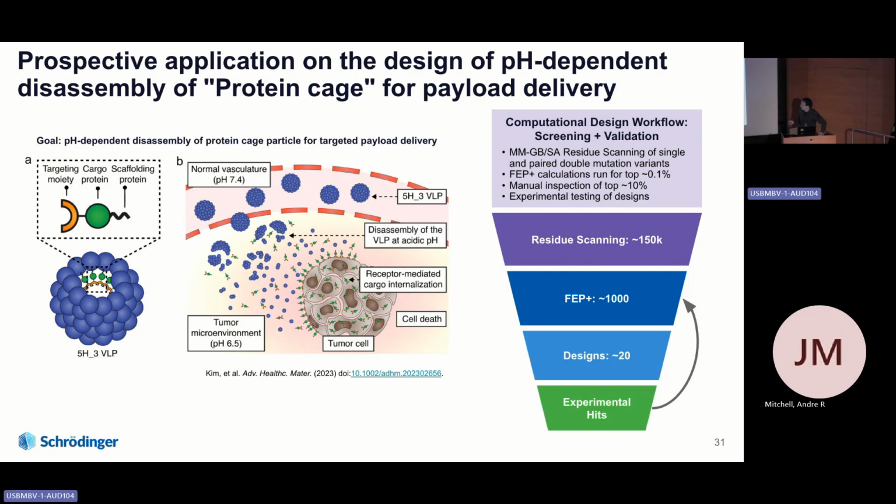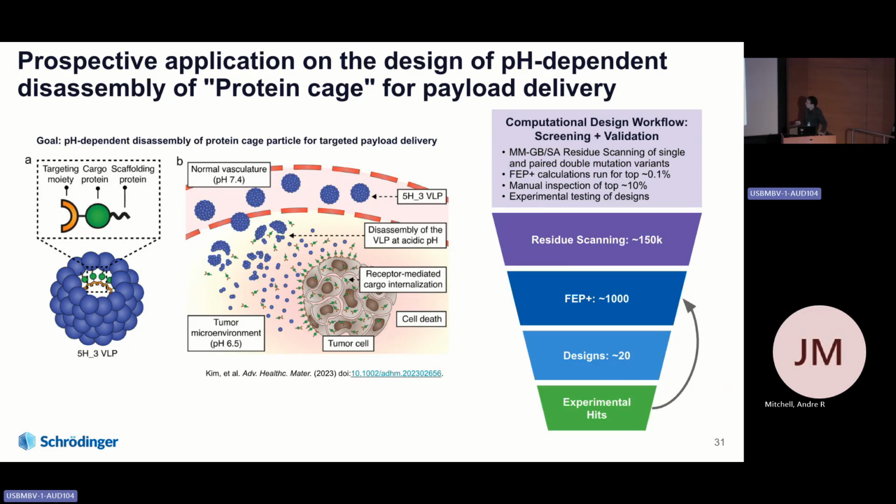The idea is to introduce mutations on those protein-protein interfaces so that the protein cage remains stable at neutral pH, but then becomes unstable at lower pH value. So they can disassemble the protein cage to release the drug payload in the cancer environment. You can see this is a very, very complex design problem.